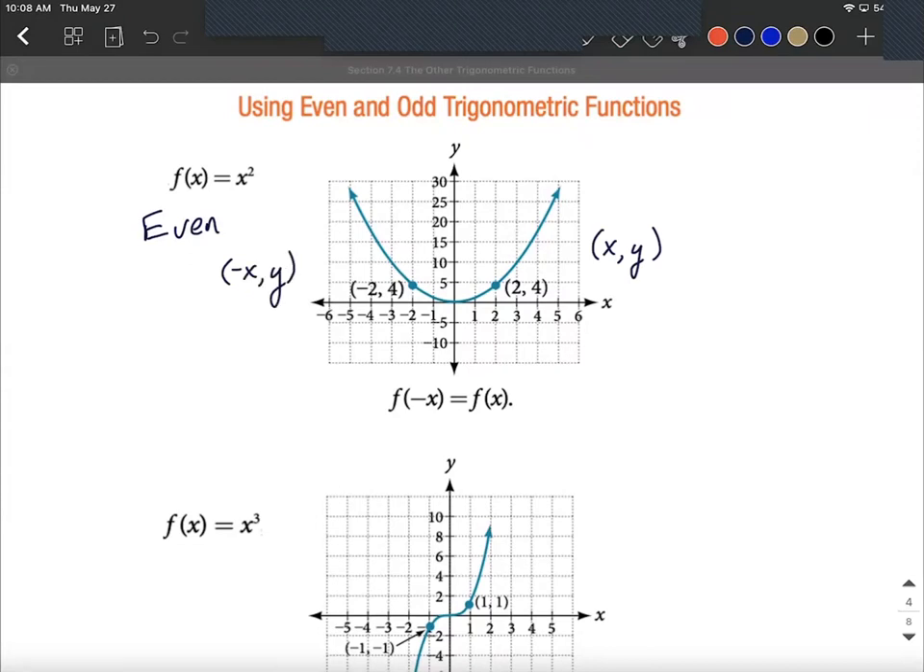All right, so that's how we define an even function. We say they have symmetry with respect to the y-axis. So if we put a mirror right here on the y-axis, what's on the right-hand side and what's on the left-hand side is going to be a mirror image of one another.